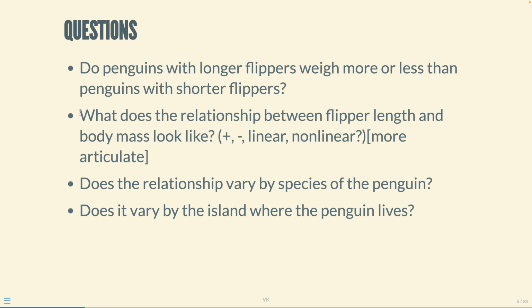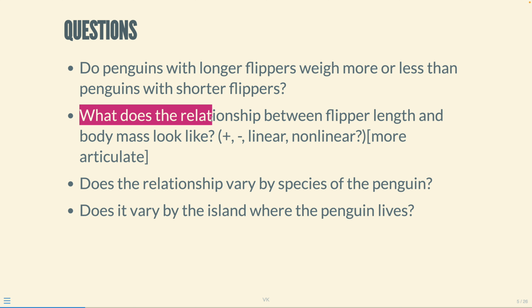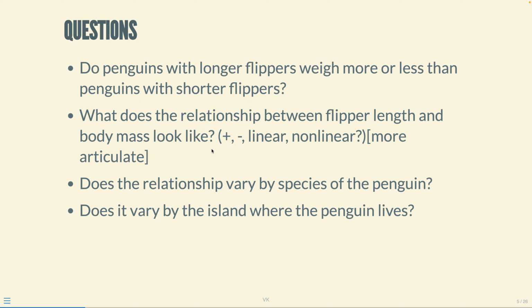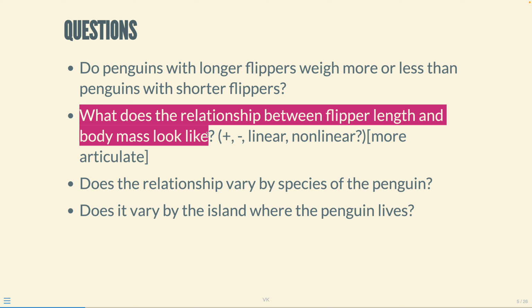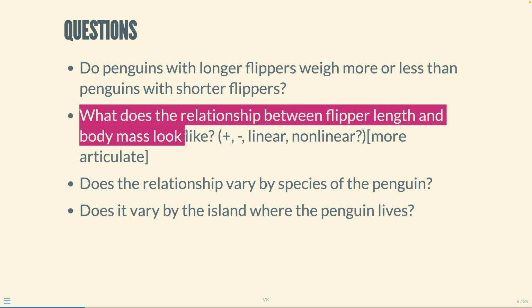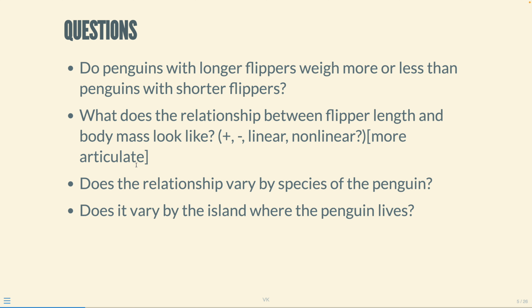So this is a more articulate question. What does the relationship between flipper length and body mass look like? It's like saying, what's the relationship between X and Y, where X is the flipper length and Y is the body mass, right? So we can try to understand from this data, is the relationship positive? Is it negative? Is it linear? Is it nonlinear? When we state the question this way, that is a more articulate way of stating a research question, okay? Even though you might start with something you wonder about, you want to state the question in X and Y terms, okay?